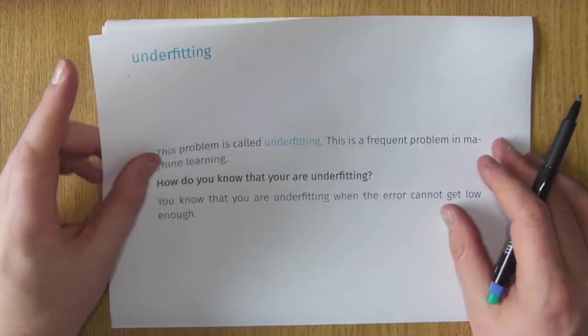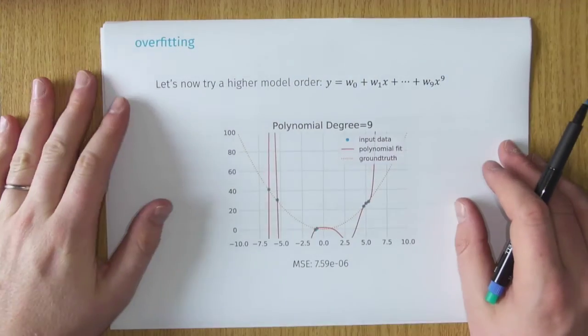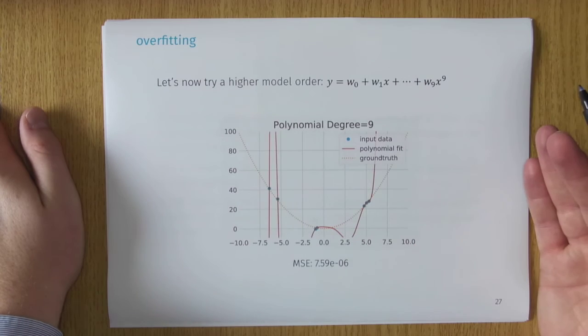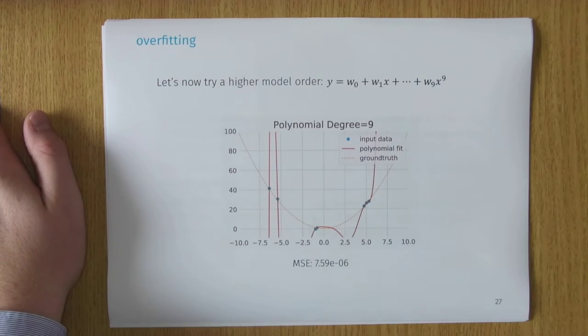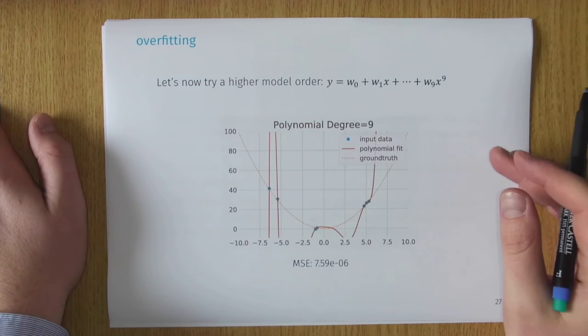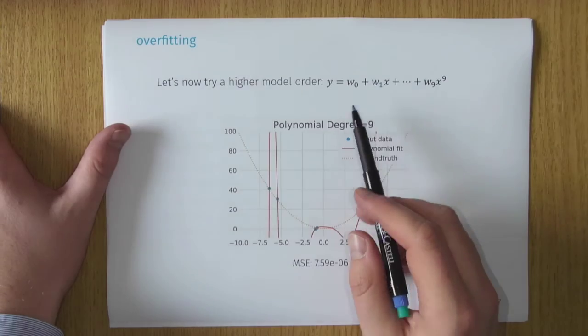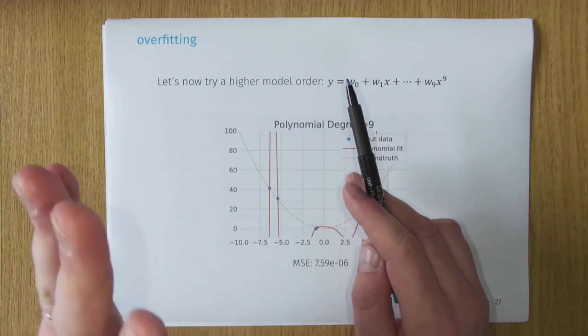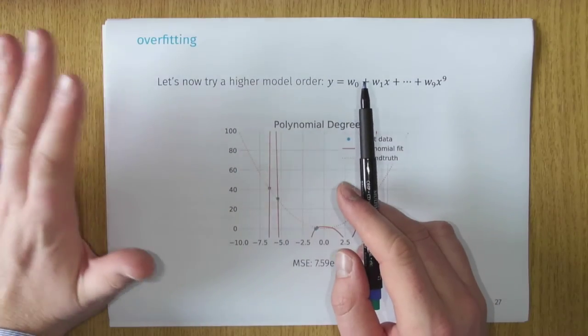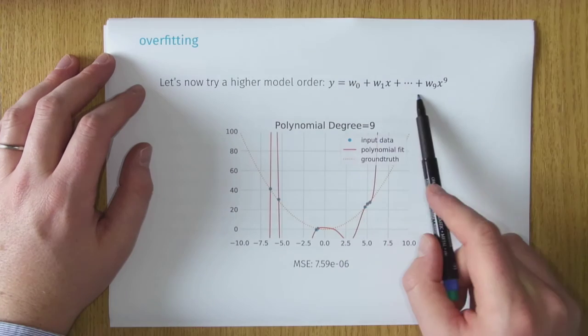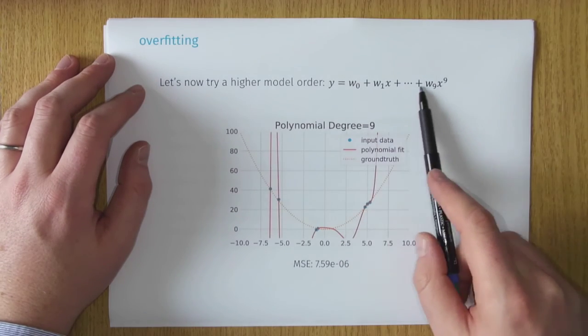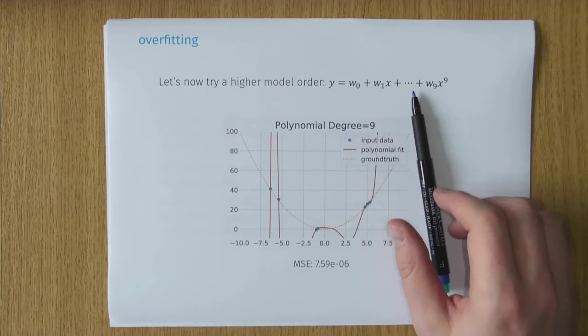The other problem you have is overfitting. That's the other side of the spectrum. So in this case, you say, okay, we did a terrible job with just fitting a linear line. Let's go and have a polynomial of order 9, and let's make sure everything is fine.